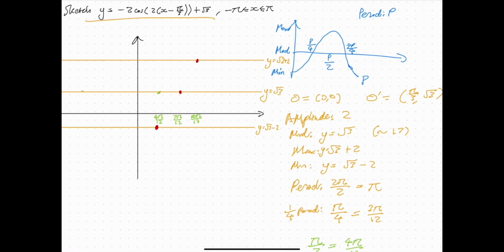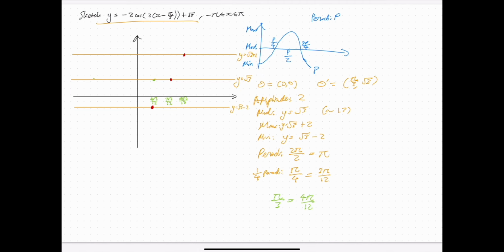So what we can do there is find out what that endpoint is going to be. I'm just going to do a bit of a substitution. What we know is that when x equals pi, that's going to be our endpoint. We want to figure out what the value of y is going to be. So that's going to be minus 2 cos of 2 pi minus pi on 3, which is a bit messy, plus root 3. If I skip a few steps here, that's going to be 2 pi minus pi on 3, which is 4 pi on 3.